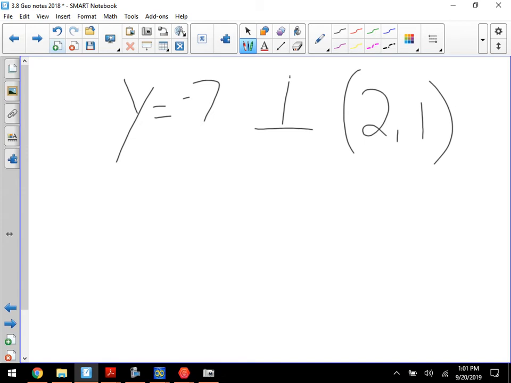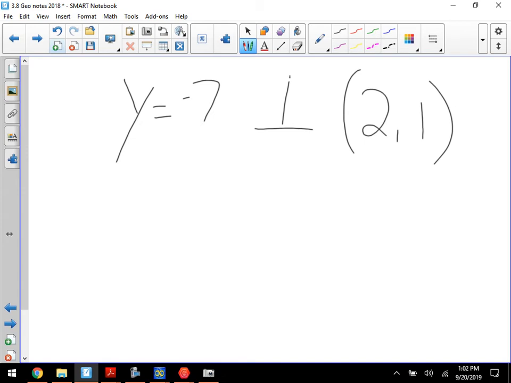What does y equal? -7. According to this, it says y equals -7. What kind of a line is y equals -7? Horizontal. Okay. It then asks what's perpendicular to it through the ordered pair (2, 1). X equals 2. Okay. What's perpendicular to horizontal lines?